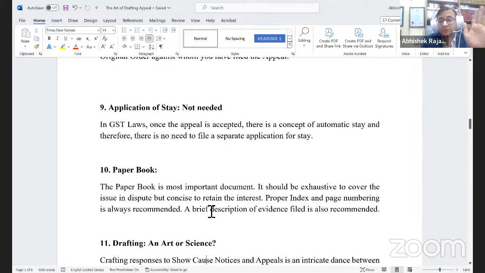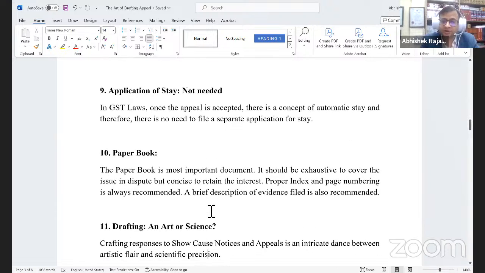Paper book, always spend time in drafting the paper book. This is one of the most important aspects of the appeal, which I have told you, that numbering should be there, paste-in notes should be there. If you can have small, colorful paste-in notes explaining everything, and if you can highlight the actual paragraph, that helps you. Then after submitting this, prepare a synopsis. A one-page or two-page handy synopsis will help you.